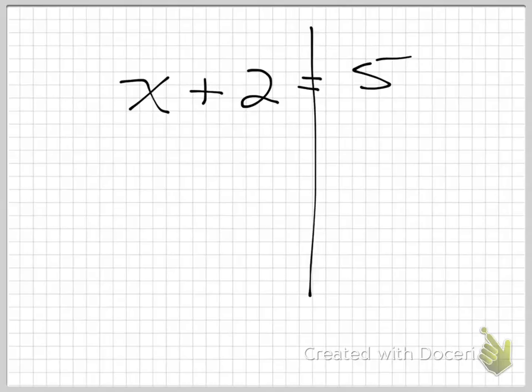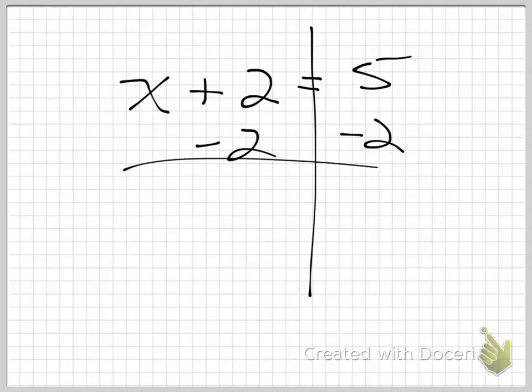Next thing we look for is, is the variable happy? Is he happy? No. Why not? He's not alone. Who's with him? The 2. There's only one thing happening to the x. There's a 2 being added to him. That's what makes it a one-step equation, that there's only one thing going on with him. Only one reason why he's upset. So we go minus 2, minus 2. He's now happy. X equals 3, and we're done.